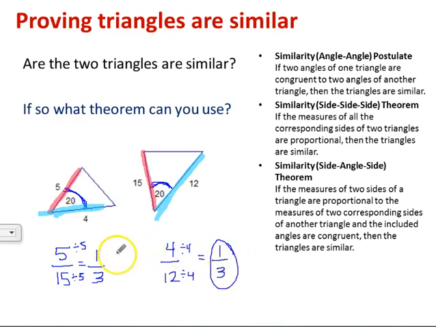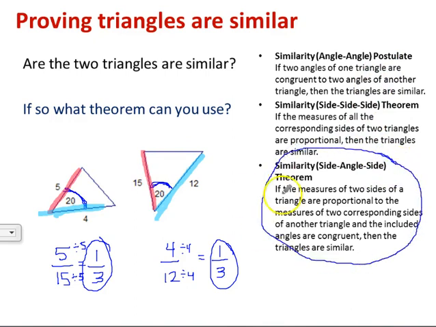Because they both reduced to the same ratio, we've got two sets of proportional sides with a sandwiched set of congruent angles. So that means we can use the side angle side theorem. And yes, these are similar triangles. I'm going to go on to the next slide, so if you need more time, go ahead and click pause.